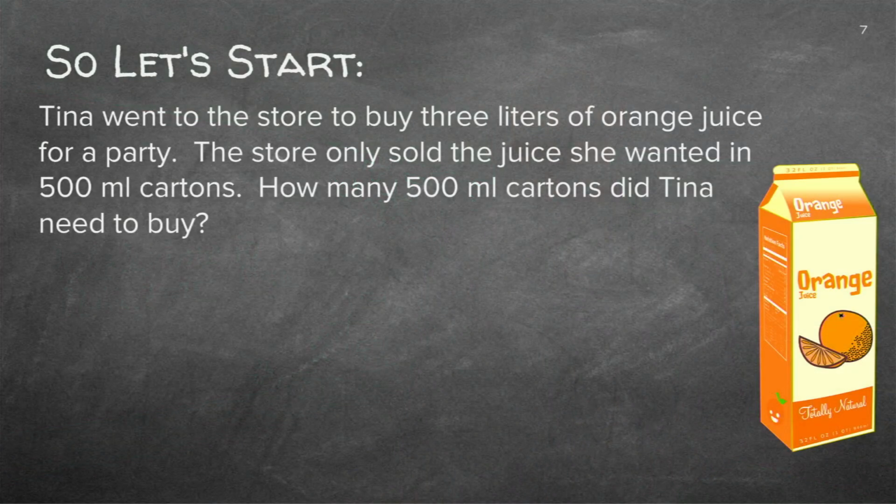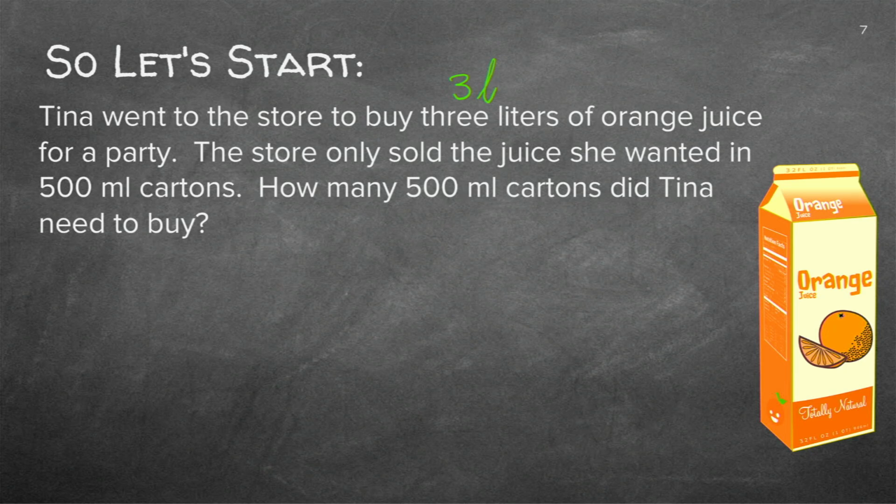Here we are working with volume. Tina went to the store to buy 3 liters of orange juice for a party. See what I did in the first sentence here now? They wrote the number in words. So immediately take your pencil and write for yourself 3 liters. So it will stick there and you will know, oh, I'm working with liters now. How many liters? 3 liters.